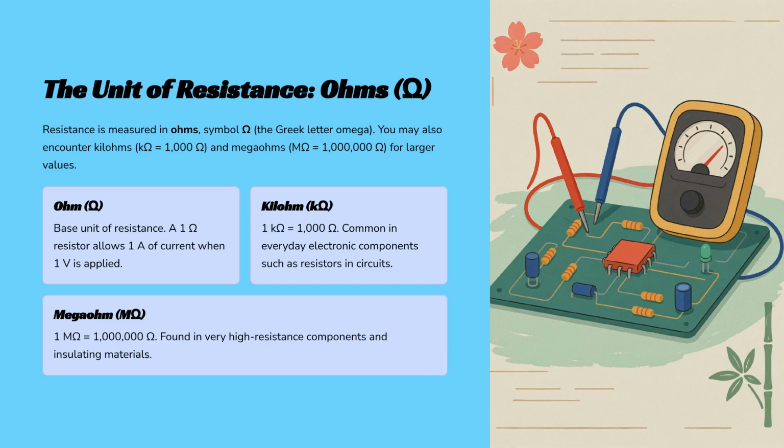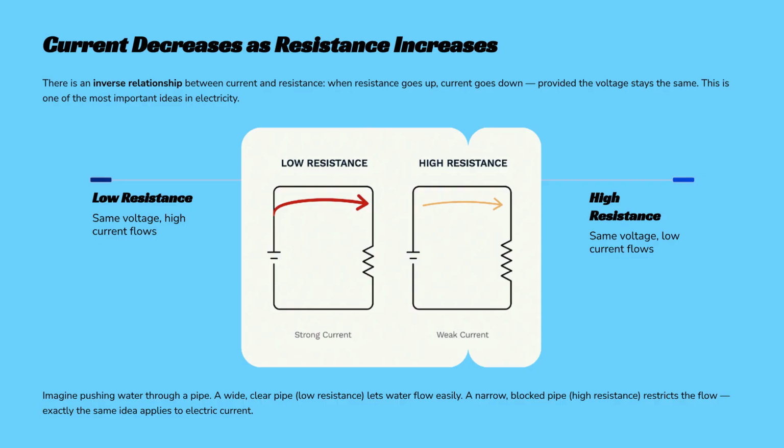Resistance is measured in ohms, symbolized by the Greek letter omega. You will also see kiloohms and megaohms used when describing very high resistance values. There is an inverse relationship between current and resistance. If the voltage stays constant, increasing the resistance will cause the current to decrease.